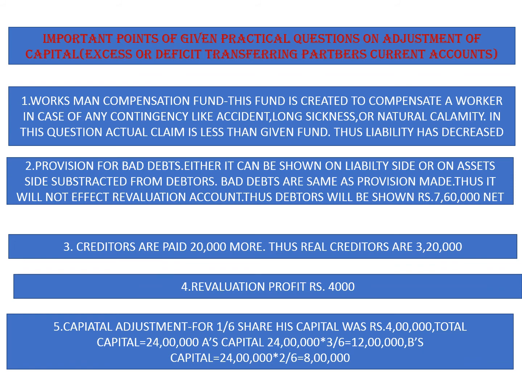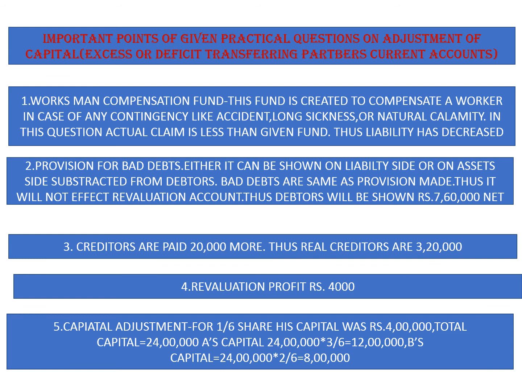Bad debts are same as provision for bad debts. Whatever adjustment is given, it is same as 40,000, which is covered by the provision for doubtful debts. Thus, it will not affect revaluation account. Thus, debtors will be shown as 7,60,000 net.